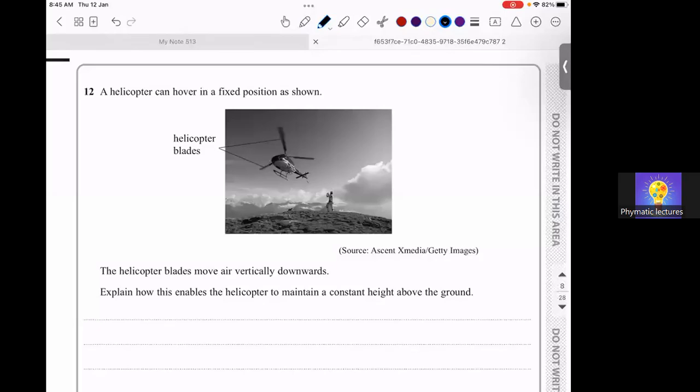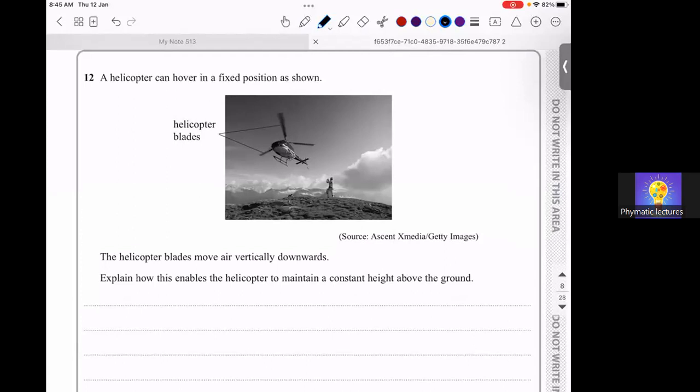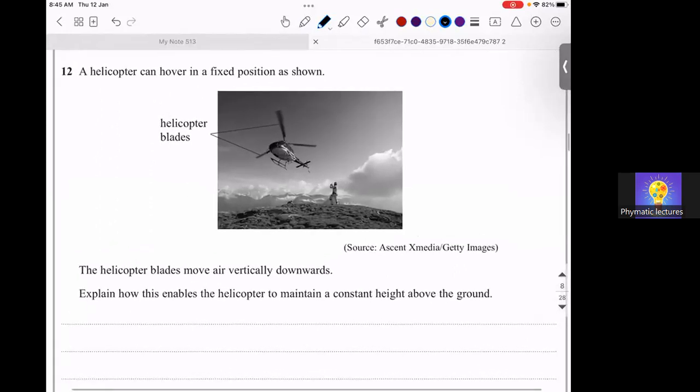Okay, move to question 12. So here, a helicopter can hover in a fixed position as shown. Fixed position in the sense that this helicopter is now standing stationary. So that means the net force acting on this helicopter is equal to 0. And that is the reason why it is standing or hovering in the fixed position, correct?